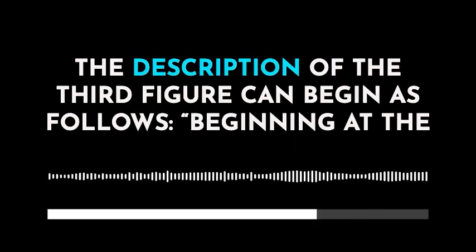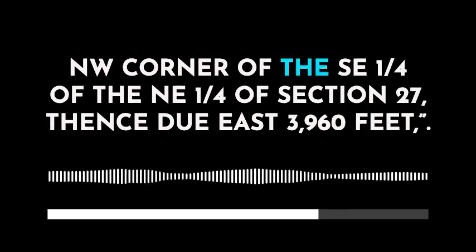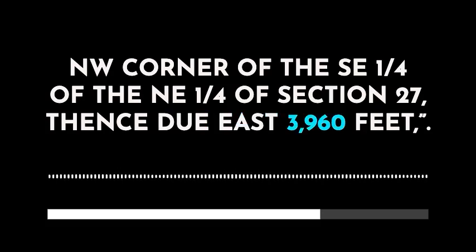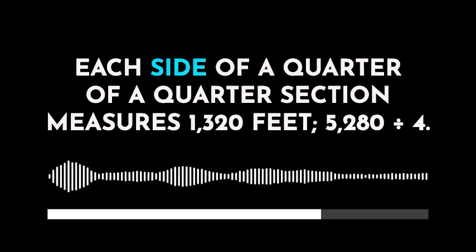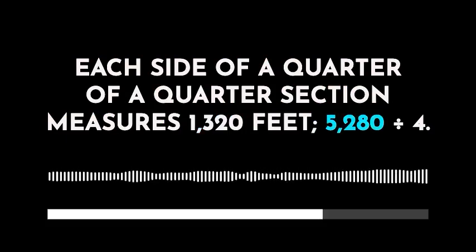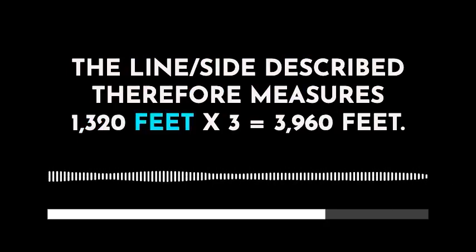fashion. The description of the third figure can begin as follows, beginning at the NW corner of the SE quarter of the NE quarter of section 27, thence due east 3,960 feet. Each side of a quarter section measures 1,320 feet, 5,280 divided by 4. The line side described therefore measures 1,320 feet x 3 equals 3,960 feet.